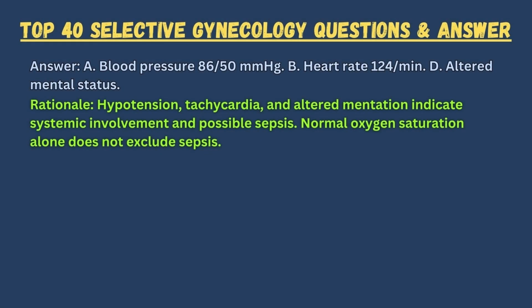Answer: A. Blood pressure 86 over 50 millimeters of mercury. B. Heart rate 124 per minute. D. Altered mental status. Rationale: Hypotension, tachycardia, and altered mentation indicate systemic involvement and possible sepsis. Normal oxygen saturation alone does not exclude sepsis.